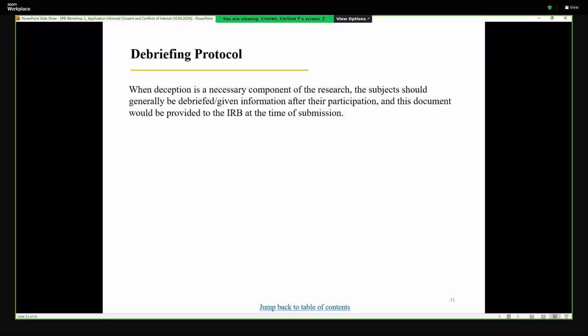If deception is necessary to your research, then a debriefing protocol is also necessary to the extent that the IRB will ask for that protocol. There's not a specific template. It's just kind of explaining your process so that we know what information is being given, what's withheld, and why it's withheld. If that gives additional risk, you would just provide rationale for why that step is not appropriate.